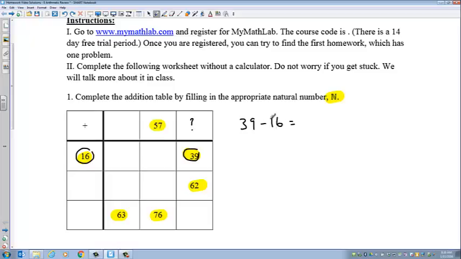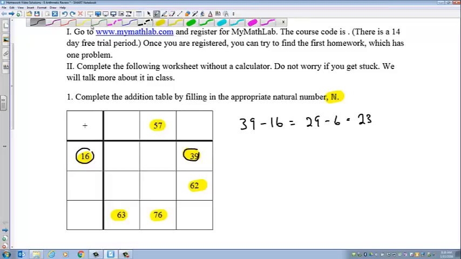So the idea of grouping is you look at 16 and you see it's a 10 and a 6. So it's easy to take off 10 from 39, so that's 29. And you still have to take off 6. And then when you're below 10, the subtractions are usually pretty easy. So 9 minus 6 is 3, so you get 23. So right here, we should put 23. So this one is 23. So 23 plus 16 should be 39.